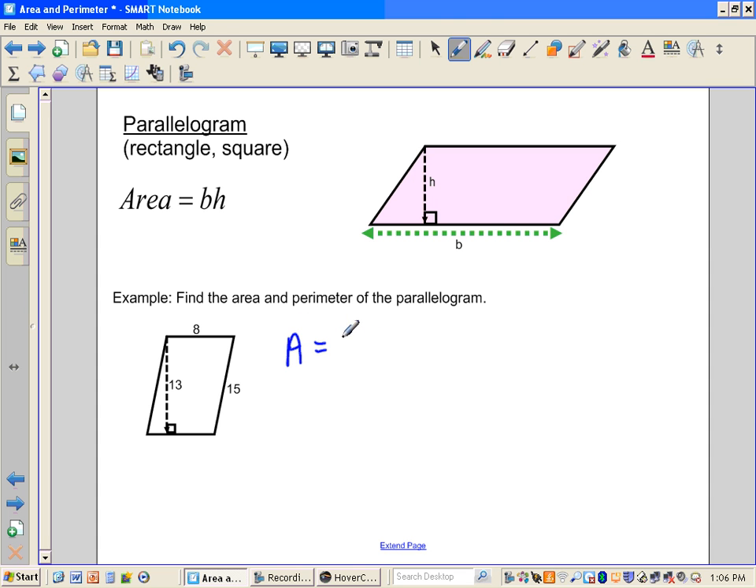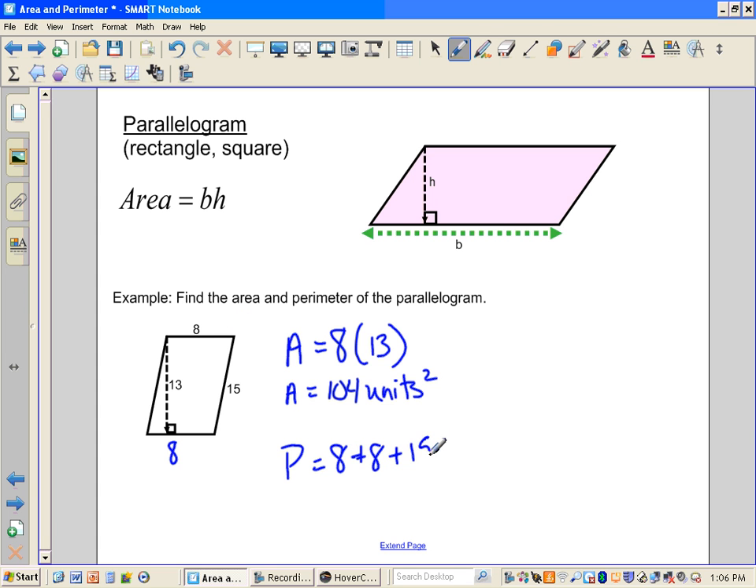Well, if we have this example here, we want to find the area of this parallelogram. I'm going to do the base, which in this case is 8, because we know this would be 8 down here as well, times the height of 13, and 8 times 13 is 104 units squared. The perimeter in this case should be pretty simple. We have 2 8s and 2 15s. So that's going to be 16 and 30, or 46 units. Again, area, square units, perimeter, just one dimension, units.